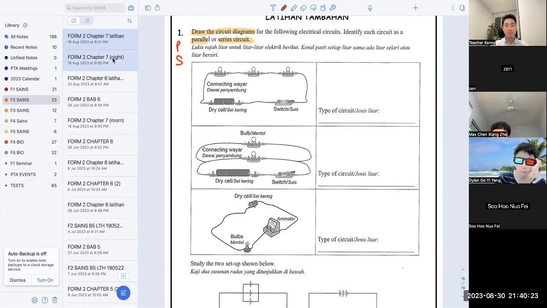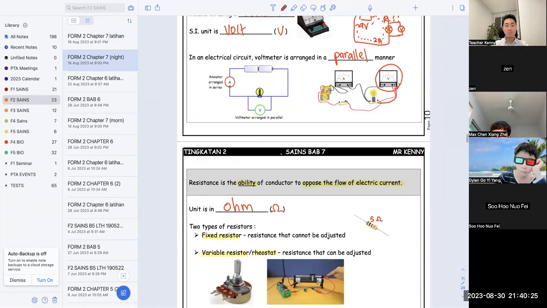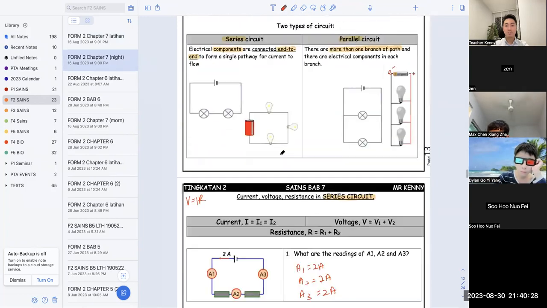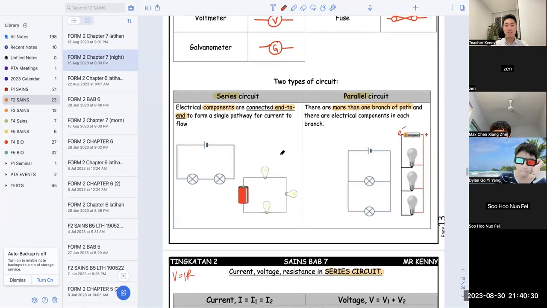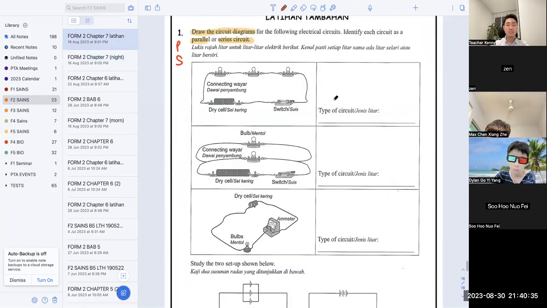Okay, one of you say parallel. Correct, is it parallel? Look at your parallel arrangement versus series arrangement. This is series arrangement, series circuit, because N to N, N to N, N to N. Understand? Very easy. If you see one wire only, it is a series circuit. Understand, ma? How about this one?